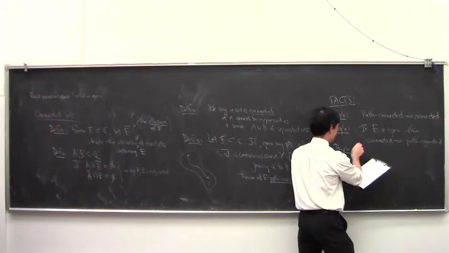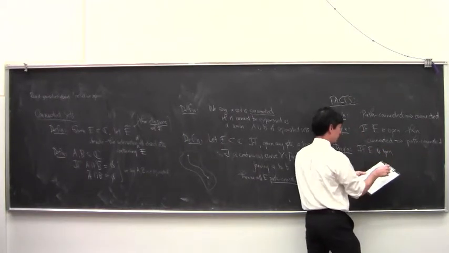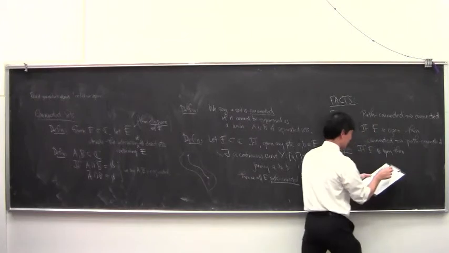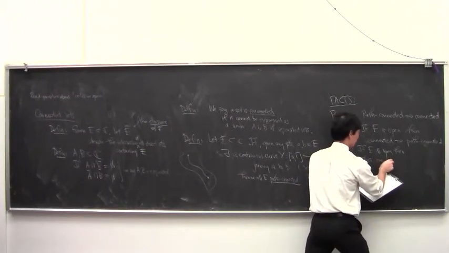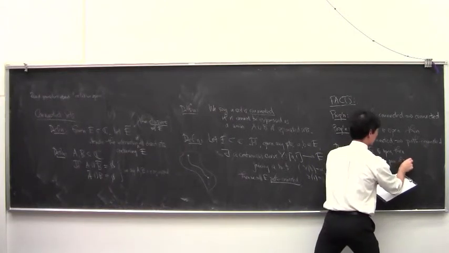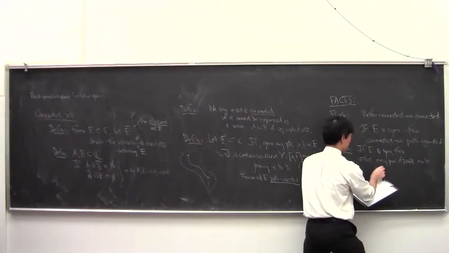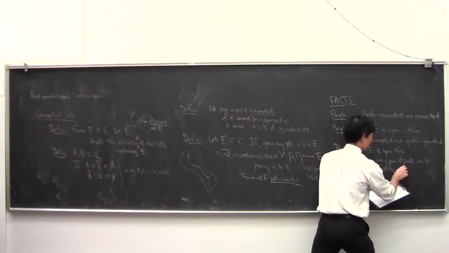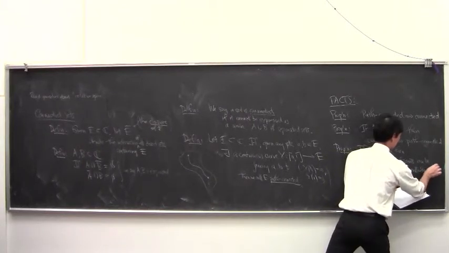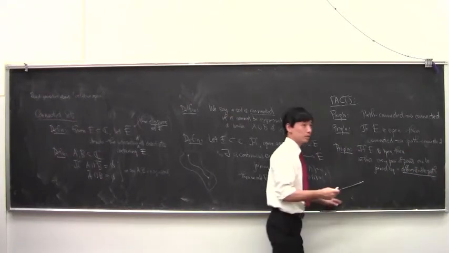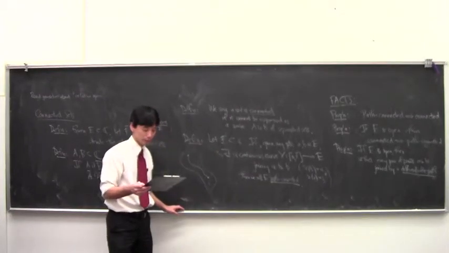Some other things: if the set is open, then in fact every pair of points can be joined by a differentiable path. So you can find a curve, your gamma can be chosen to be a differentiable function, not just continuous.